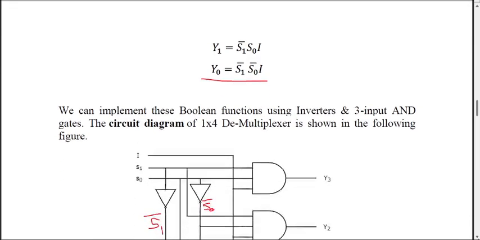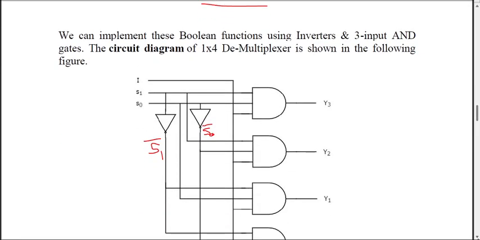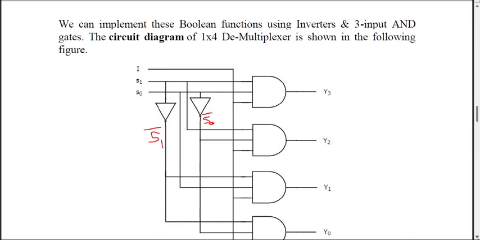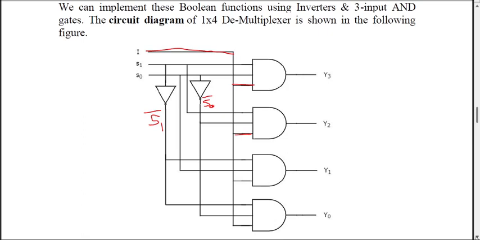Now, how do we implement this? This can be implemented by using 4 AND gates and 2 NOT gates. So you have the input line I. This is connected to all the AND gates, through this line, here and here and so on. So the I line is connected to all 4 AND gates.